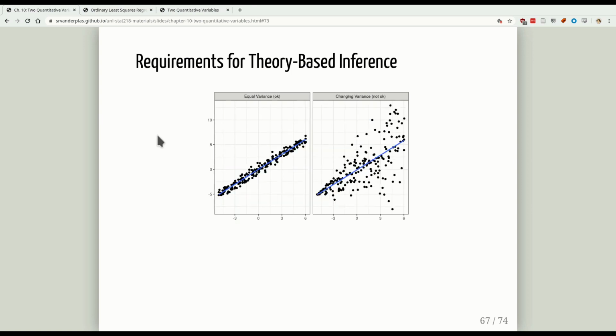The final requirement for theory-based inference is equal variance. On the left, the points are about the same height above and below the regression line all the way through the line. On the right, though, we have a fan shape that spreads out from our regression line, and that is indicative of what's technically called heteroskedasticity, which is a big word that means unequal variance.